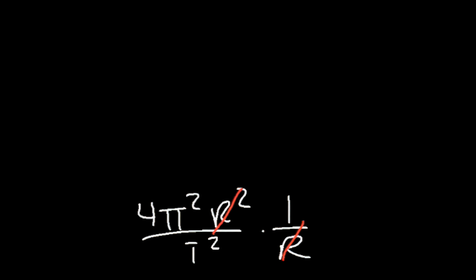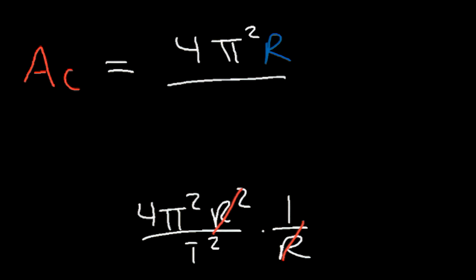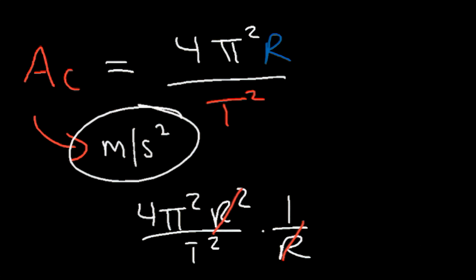So the centripetal acceleration is also equal to 4 pi squared times r divided by t squared. So if you know the radius of the circle and the time it takes to make 1 revolution, you can use that to calculate the centripetal acceleration. The units for centripetal acceleration is meters per second squared. So if you want to get these units, make sure that the radius is in meters and the period is in seconds.